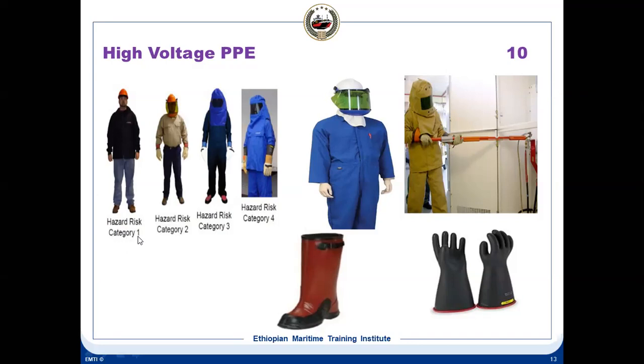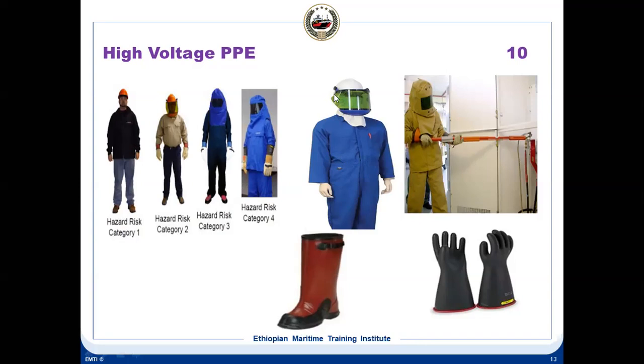So if it is your hazard category 1, you should have this PPE. Hazard category 2, you should have this. Category 3, you have this. Category 4, you have this. So this is based on the energy that is in calories per centimeter square. How much is the energy which is released? Based on this, your PPE will also change. What PPE should be used?